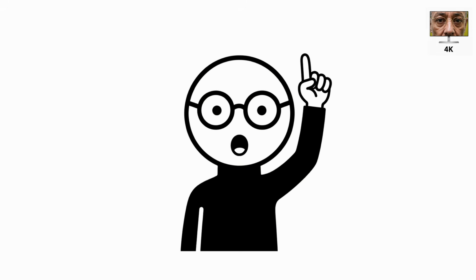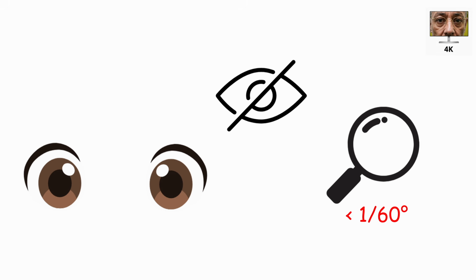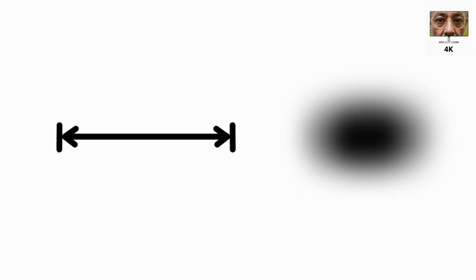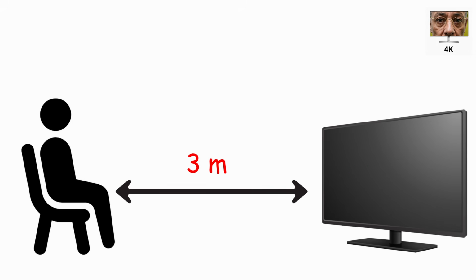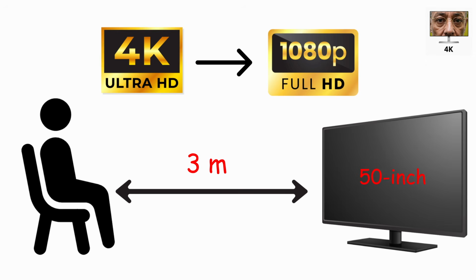And here's the turn the whole video has been walking toward. Past a certain point, the screen was never the bottleneck. Your eye is. A healthy one can't pull apart anything finer than about a 60th of a degree of your view. So distance does the blurring for you. Park yourself 3 meters from a 50-inch set, and 4K has quietly dissolved back into ordinary Full HD.